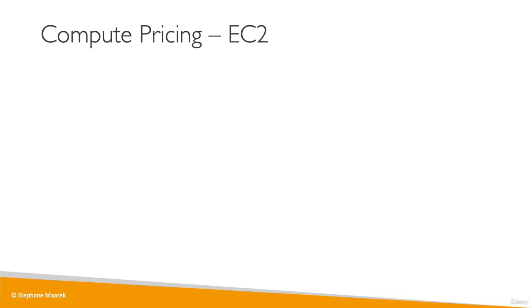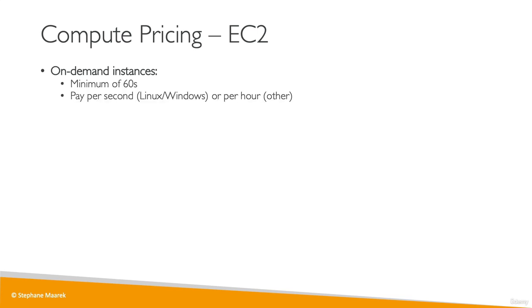So now let's talk about the different models for pricing on EC2. The first one is with on-demand instances, and you're going to have a minimum billing time of 60 seconds, and then you're going to pay per second for Linux and Windows, or per hour for your other EC2 instances. But if you know you're going to use your instances for a long time, then you should use reserved instances, and this is going to give you up to 75% discount compared to the on-demand price for the hourly rates.